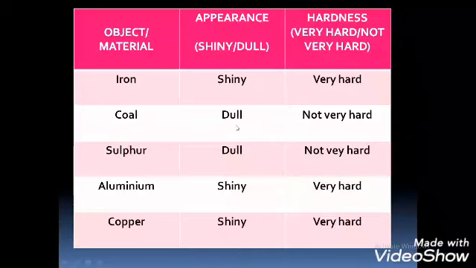I want to ask one question: is shiny appearance and hardness a chemical property or a physical property? Yes, they are physical properties. Physical properties include appearance, texture, color, odor, melting point, boiling point, etc. So we can distinguish metals from non-metals by their physical and chemical properties. Okay, so we can move to the physical properties of metals.